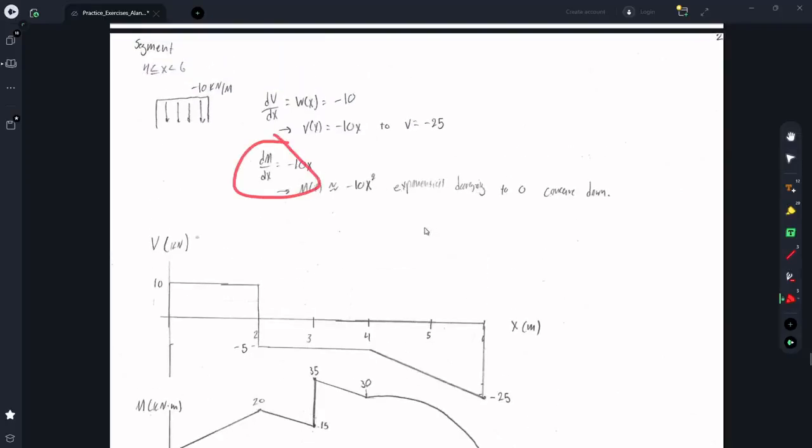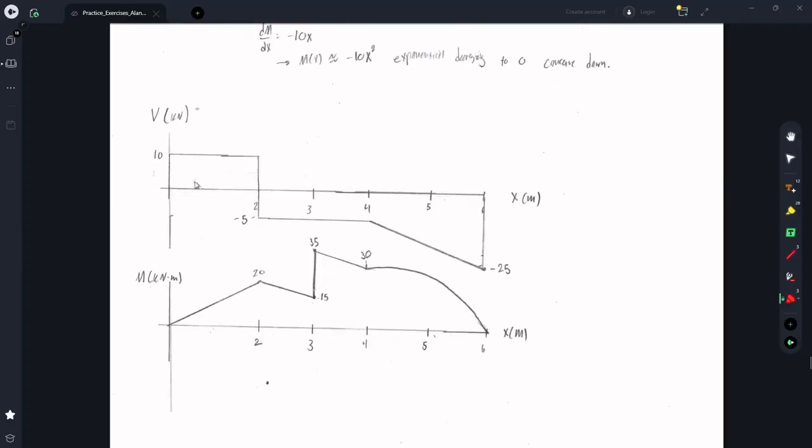Similarly, we can do the same thing for the moment. We know that the derivative of the moment is the shear, which we said was approximately -10x, plus some constant c that we don't care about. So M(x) is going to be some function that looks like -10x squared, because that's the derivative of -10x. Really, it's going to be over 2. I didn't put that, but what matters is the shape of the graph. And this is a quadratic decay. Because it's -x squared, which looks like this, it's going to be this part of it, which is concave down.